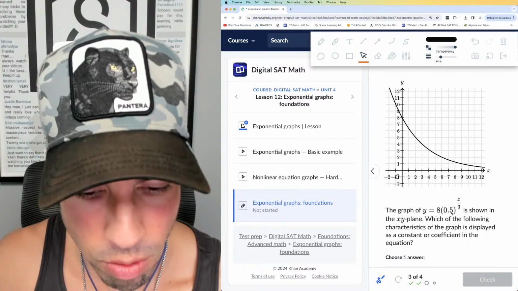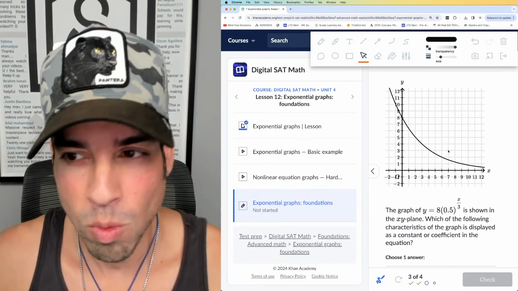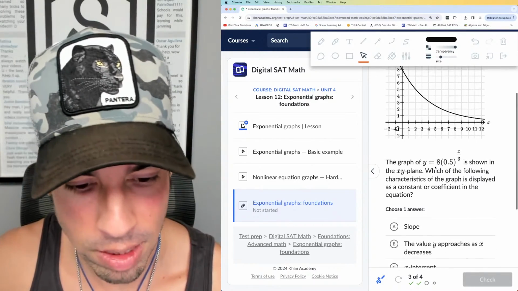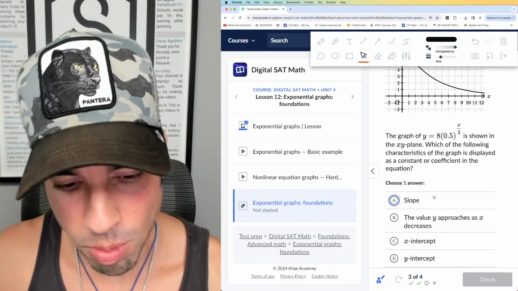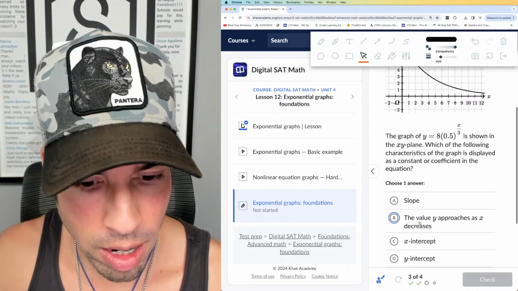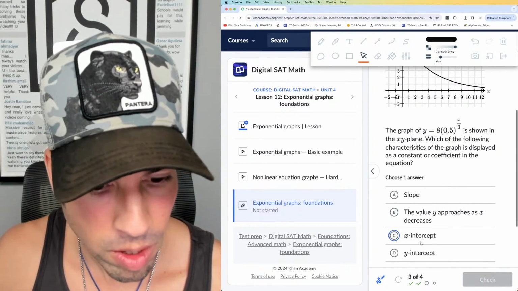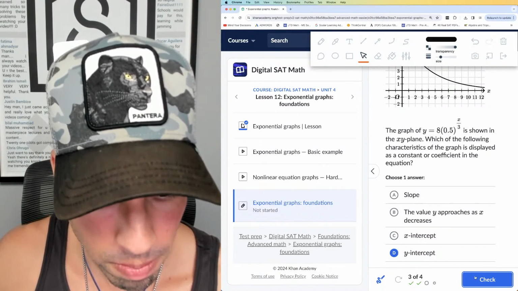That's the only constant or coefficient. 0.5 is sort of what's basically determining the shape, but that doesn't really show up exactly there. Slope, we can't say slope. It's not constant. Not the value of y. Not the value y approaches as x decreases. No, not the x-intercept, y-intercept.